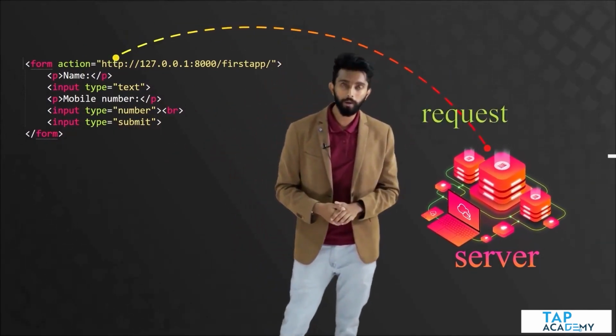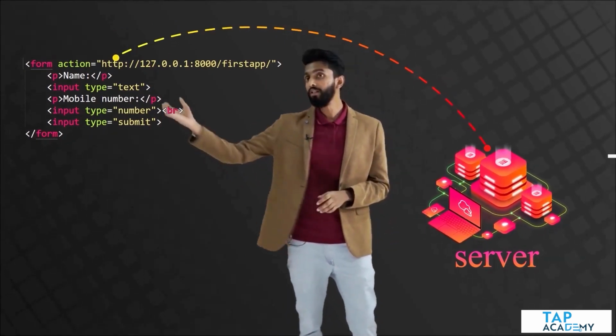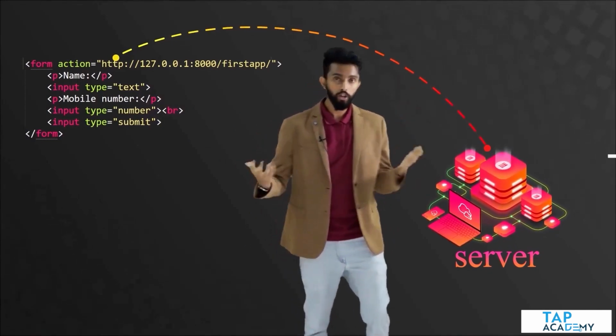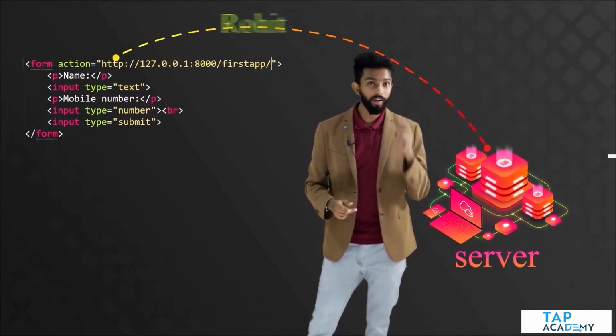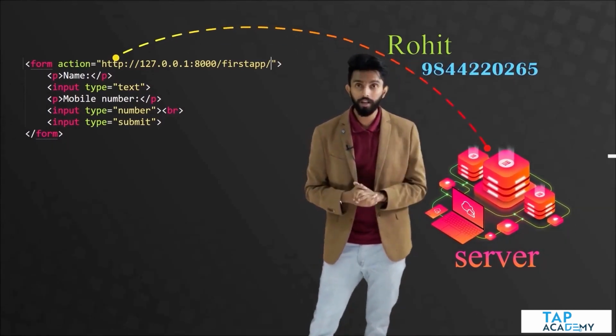Now what happens is, if somebody clicks on action, automatically a request is sent from here to the server, right? Along with the request, all this data which you filled inside those boxes is also sent. You know two types of data you send. One is the name, which is Rohit. Another is the mobile number. Let us assume like this.